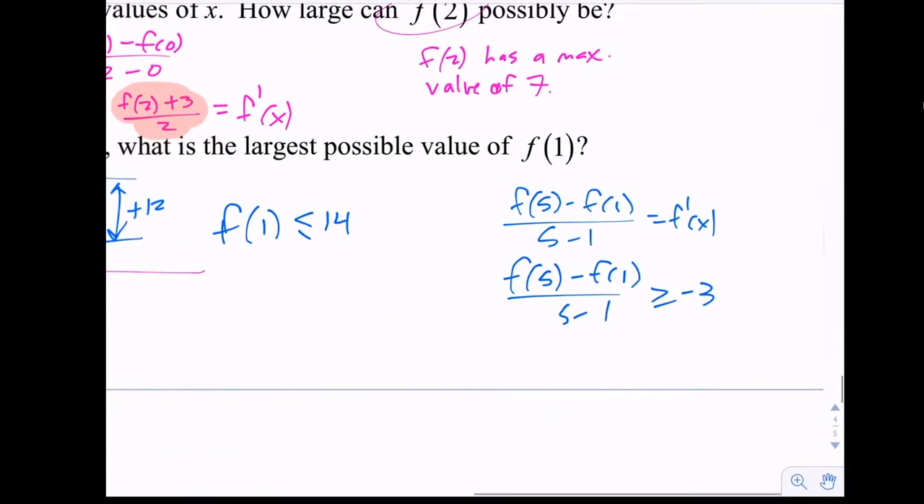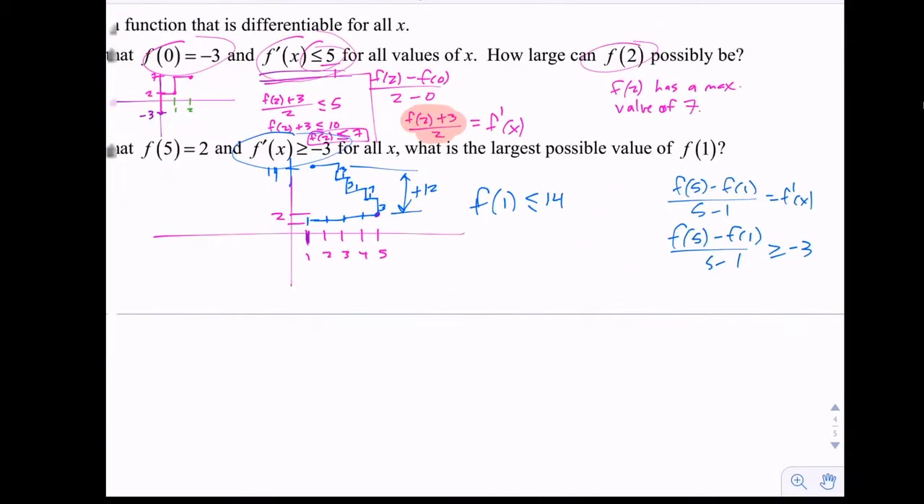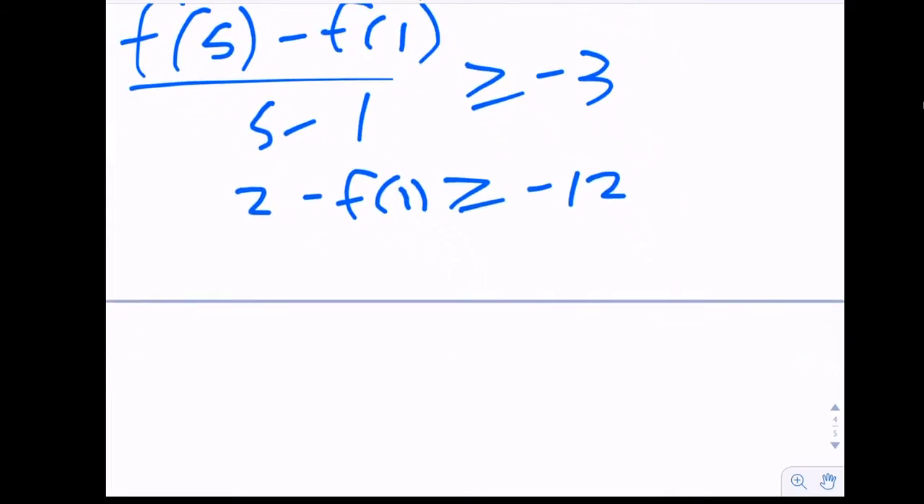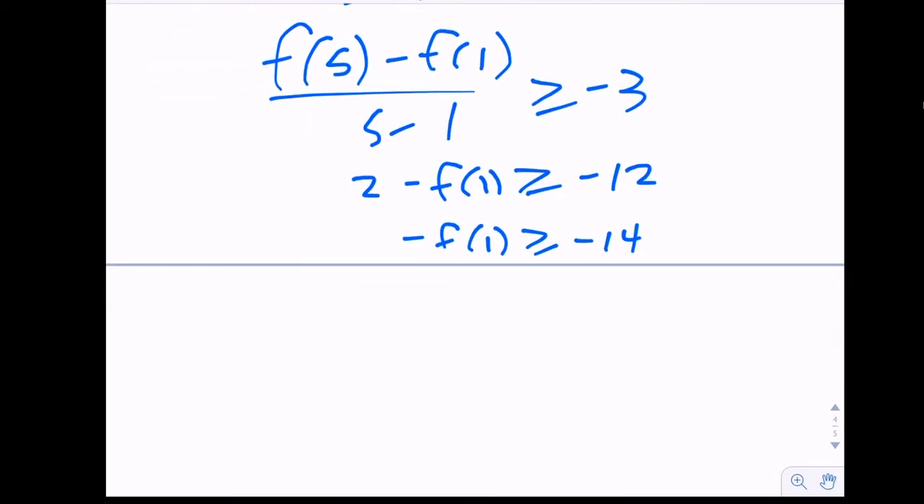And now we plug in what we know. F of 1 is the mysterious value, so we'll plug in everything else. F of 5 is 2. So 2 minus f of 1. Of course, the bottom is 4, right? So if you multiply both sides by 4, you get greater than or equal to negative 12. And so you get negative f of 1 is greater than or equal to negative 14. And of course, how do we solve that? Multiply both sides by negative 1, and we remember to do what with the inequality? Flip it. So there you go. F of 1 is less than or equal to 14.